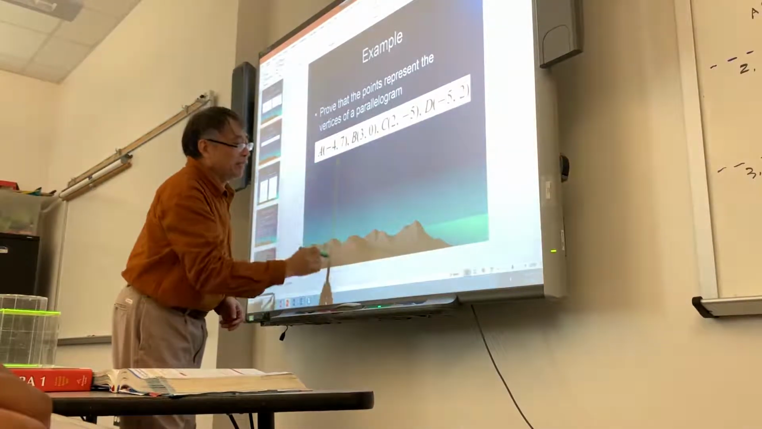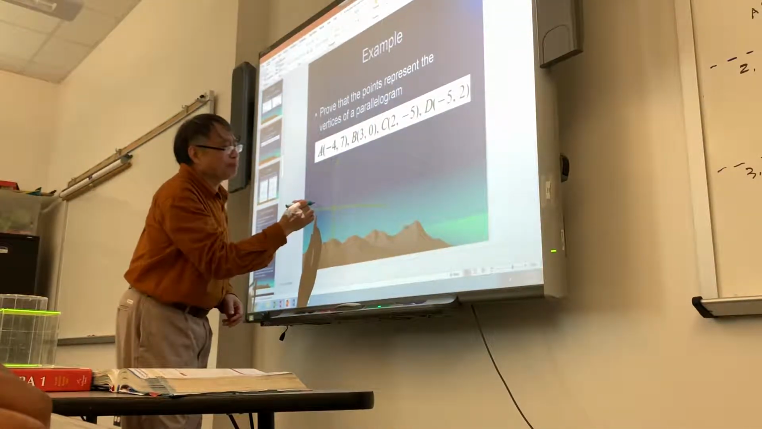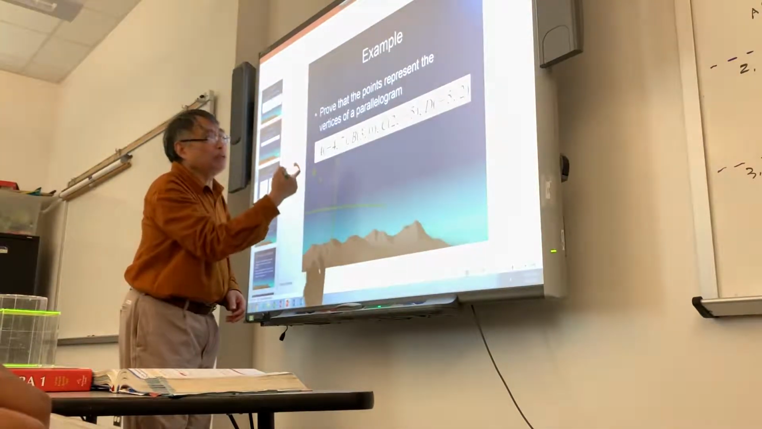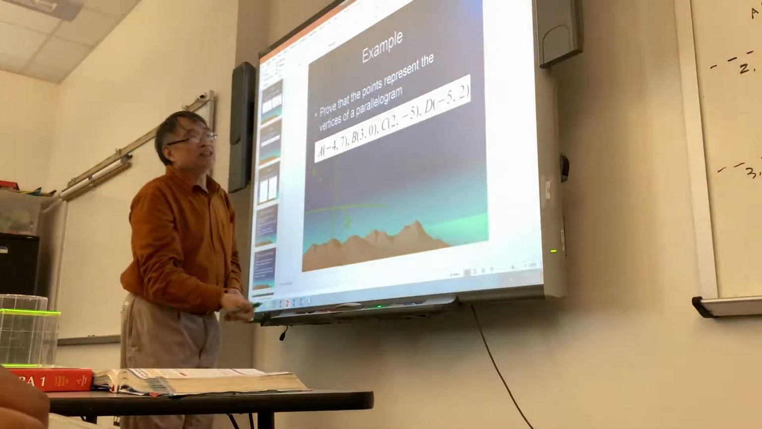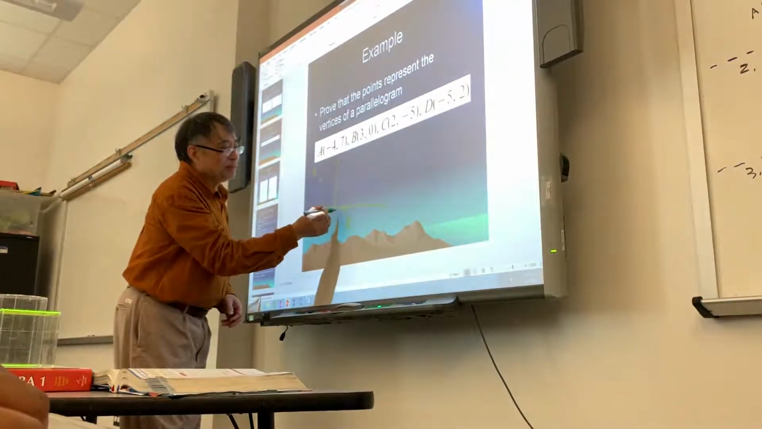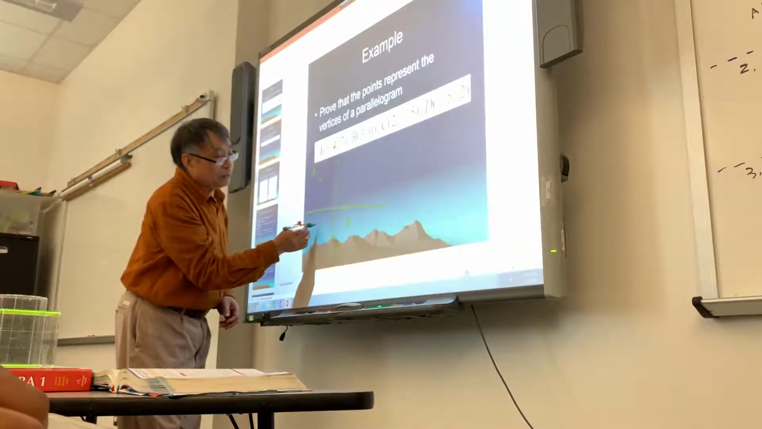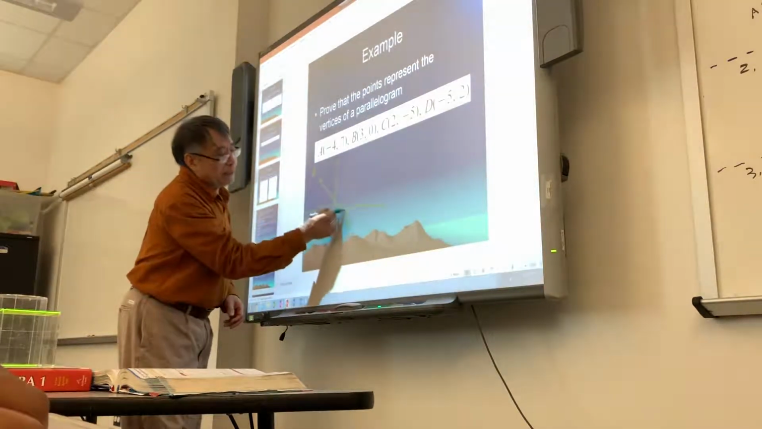So you draw the graph. A is negative 4, 7, for instance, somewhere here. That's just an example. B is 3, 0, somewhere here. C is 2, negative 5, somewhere here. D is negative 5, 2, somewhere here. Okay, so you connect them.